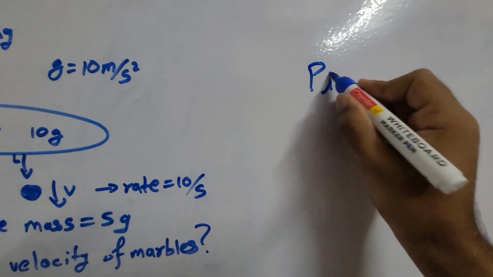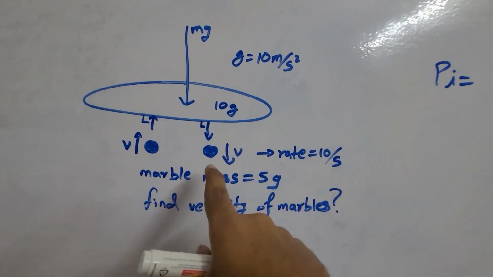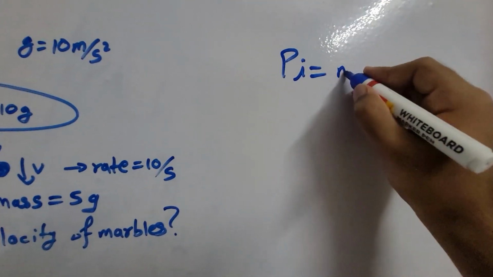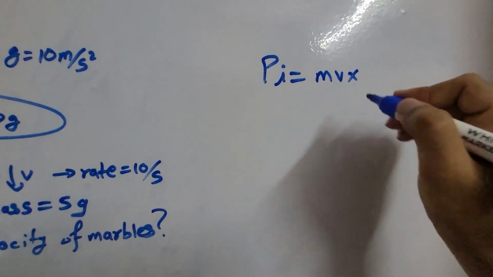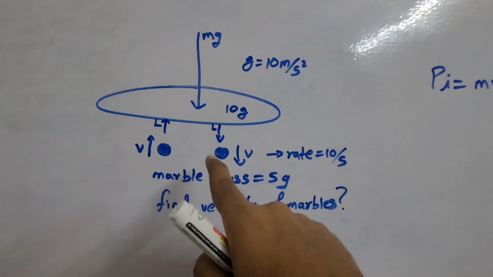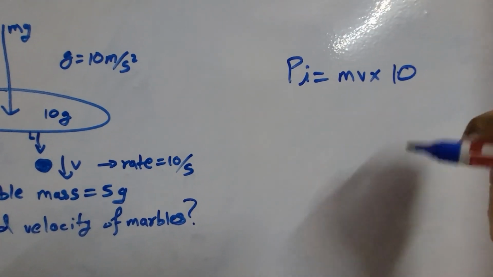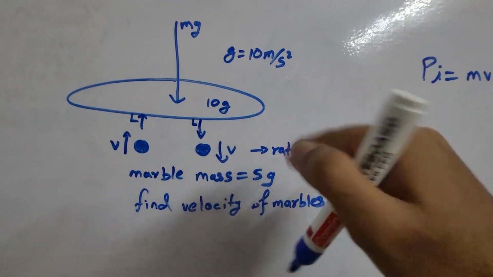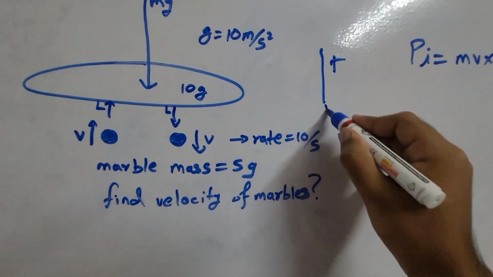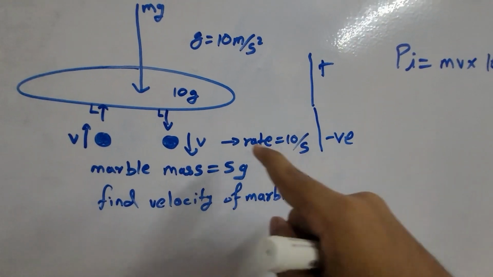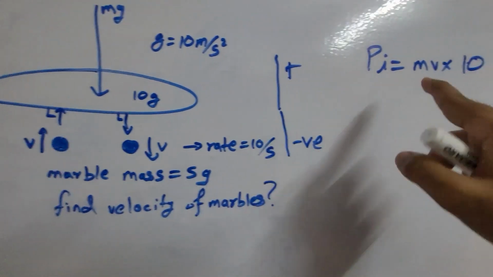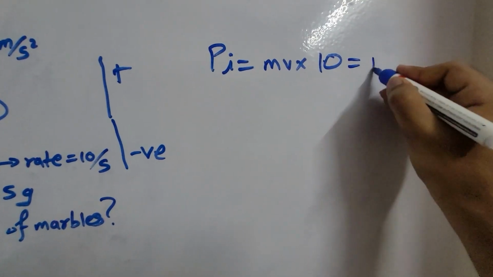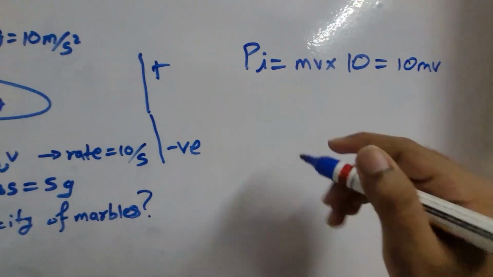So the initial momentum will be mass of the marble times velocity, which is m times v, times the number of marbles impacting per second, which is 10. And let's assume the upward direction to be positive and the downward direction to be negative. So initially the marbles are going upward, so the momentum is positive, that is 10 mv.